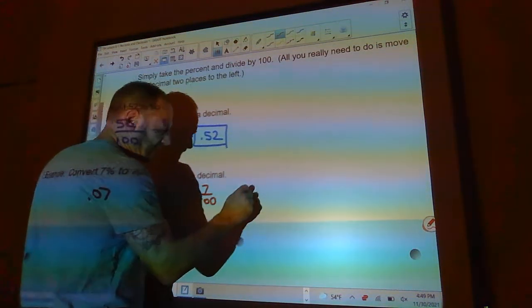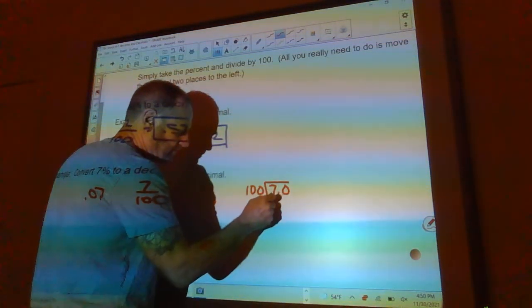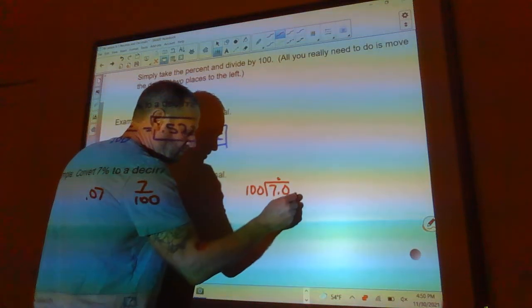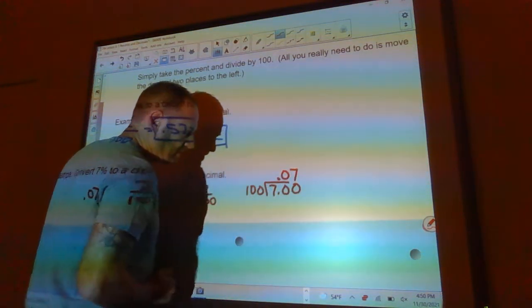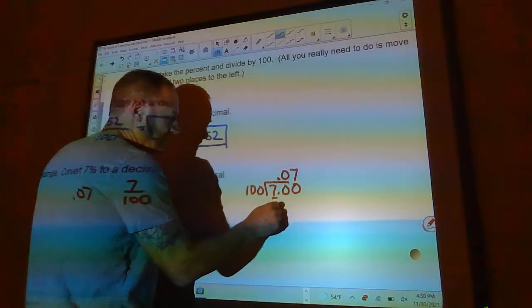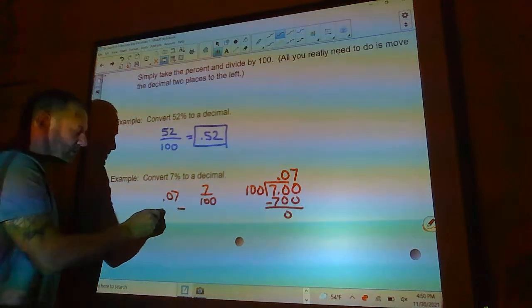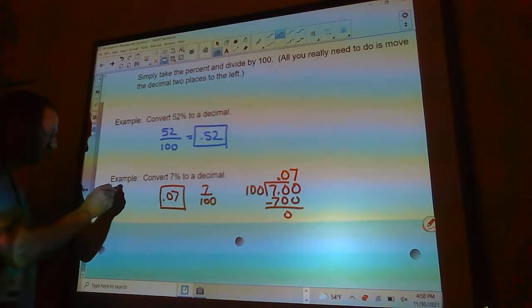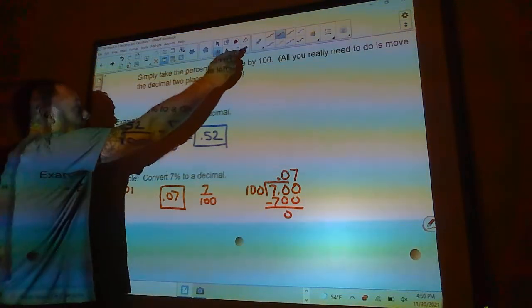And if you divide that, okay, 100 won't go into 7. It won't go into 70, so that's a 0. But it'll go into 700 7 times. Okay, and so there you go. So it's 0.07. Remember, 1% is 0.01, and you can work from there.